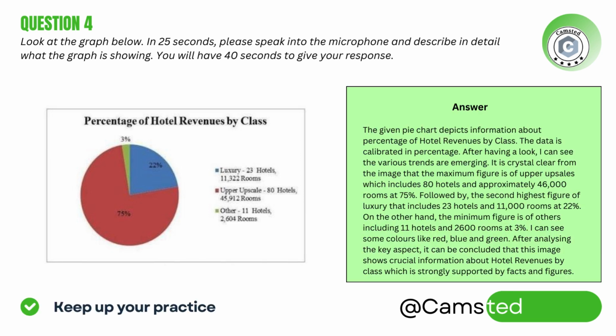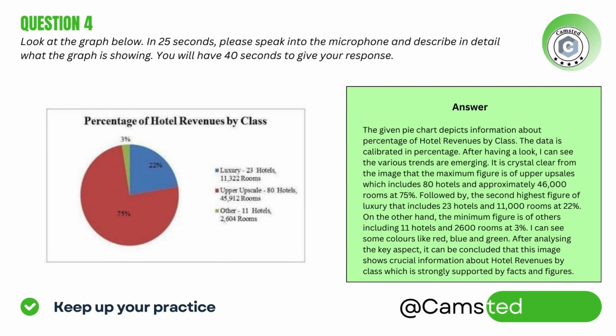The given pie chart depicts information about percentage of hotel revenues by class. The data is calibrated in percentage. After having a look, I can see the various trends are emerging. It is crystal clear from the image that the maximum figure is of upper upscale, which includes 80 hotels and approximately 46,000 rooms at 75%.